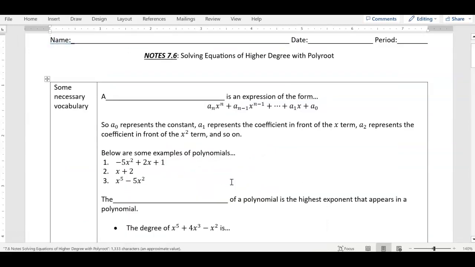Here we go, 7.6. Everybody, we're going to do this nice and swiftly here. So if you're holding a white plastic thing and you have a headphone in your ear, you should probably take that out so you can hear what I'm saying.